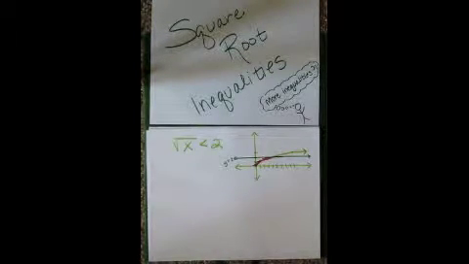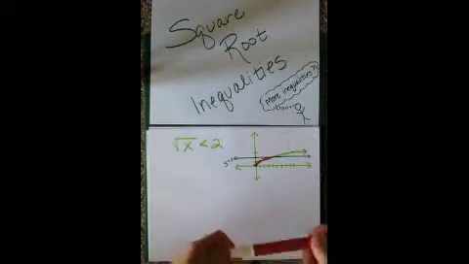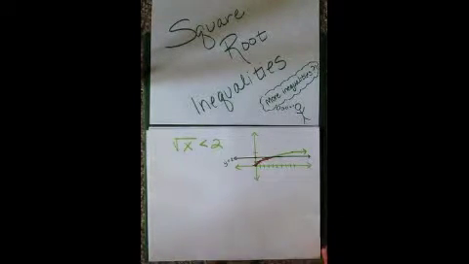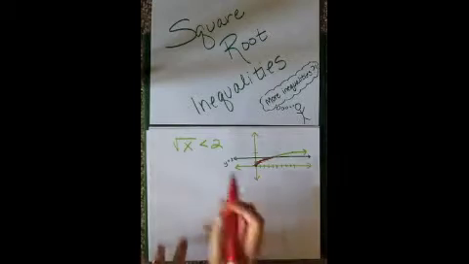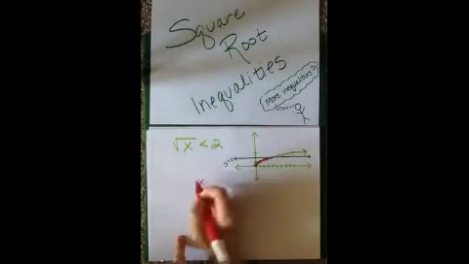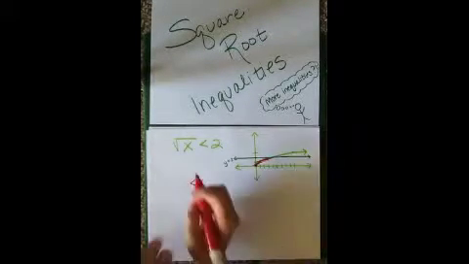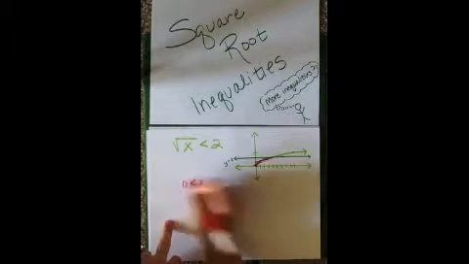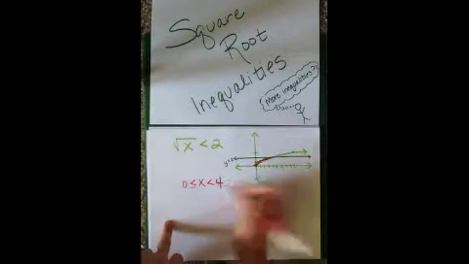Remember, we talked about how domain and range are very important in algebra. It tells you what your solutions can and cannot be. So here it only goes to 0. So if we were to actually write this as a solution, I know that x is greater than or equal to 0 and less than 4.